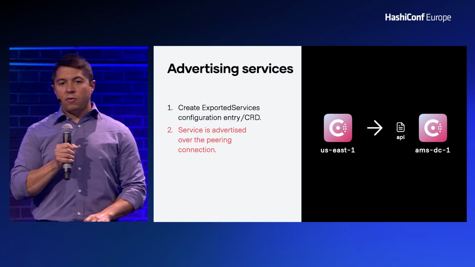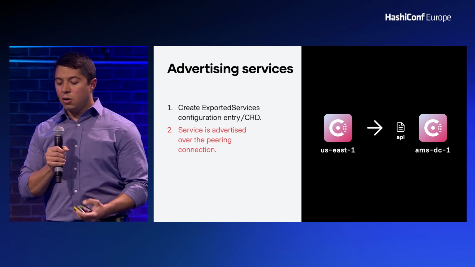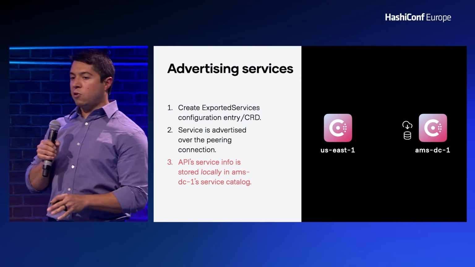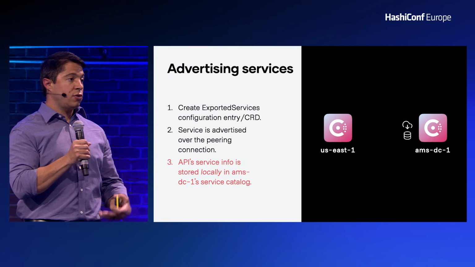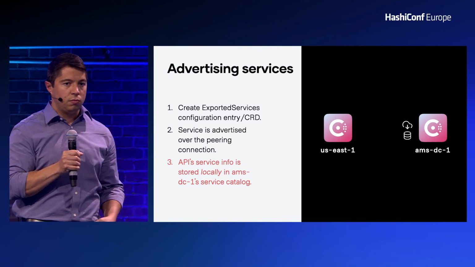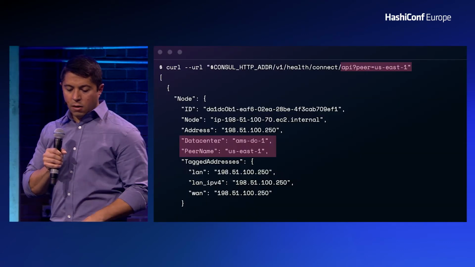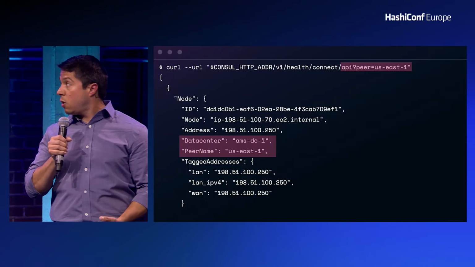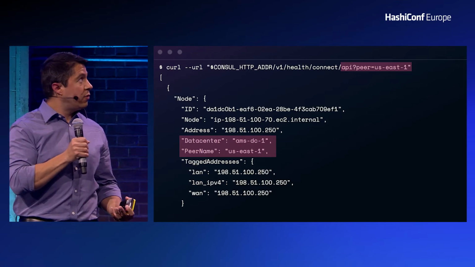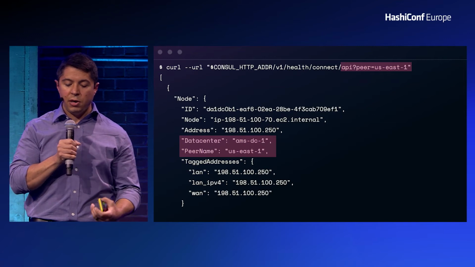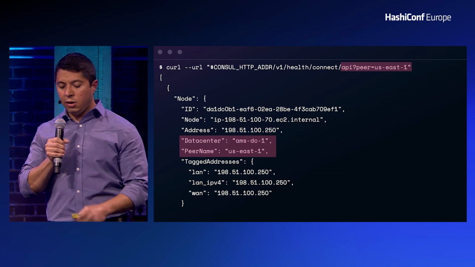Once that exported config entry is created, Consul is going to advertise the API service over the peering connection, and the receiving cluster is going to save this locally in its service catalog so that it can be resolved by other services that want to connect to this service over the connection. If we query the service catalog from the AMS DC1 cluster for the service named API that was received from the US East 1 peer, we'll see it in the service catalog entry with a peer name identified in the service definition.